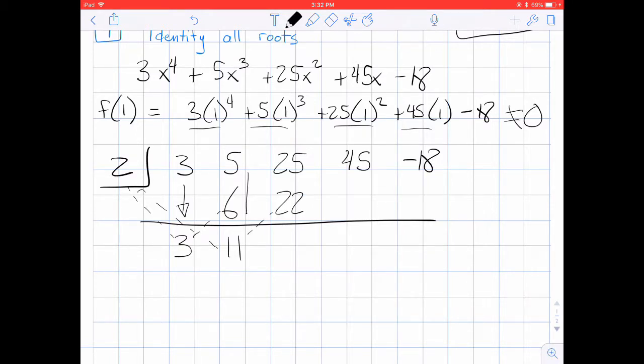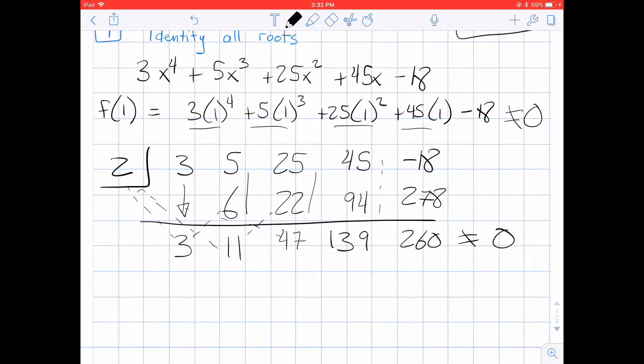That's 22. I add down, which will be 47. Yes, multiply by 2. That's going to be 94. Put it here. Add down. I can already tell I'm not going to end up with a 0. 2 times 139 is 278. Add 18, and I have 260, which is definitely not 0.